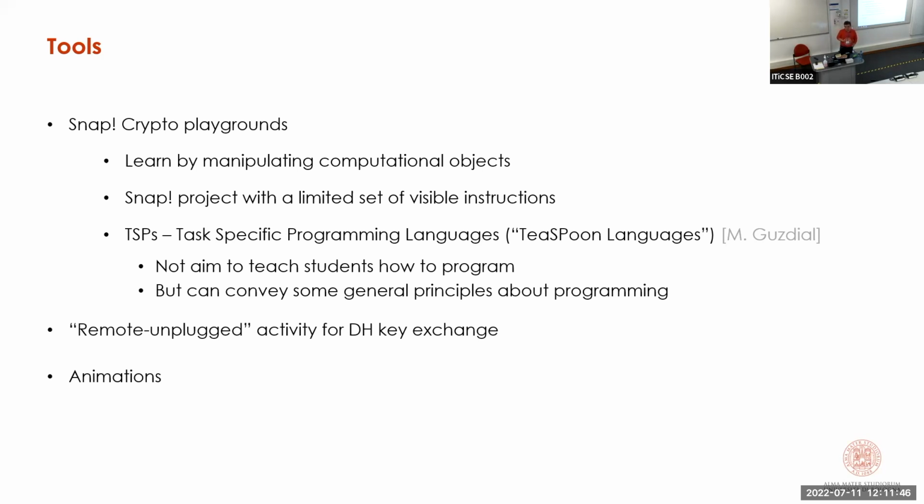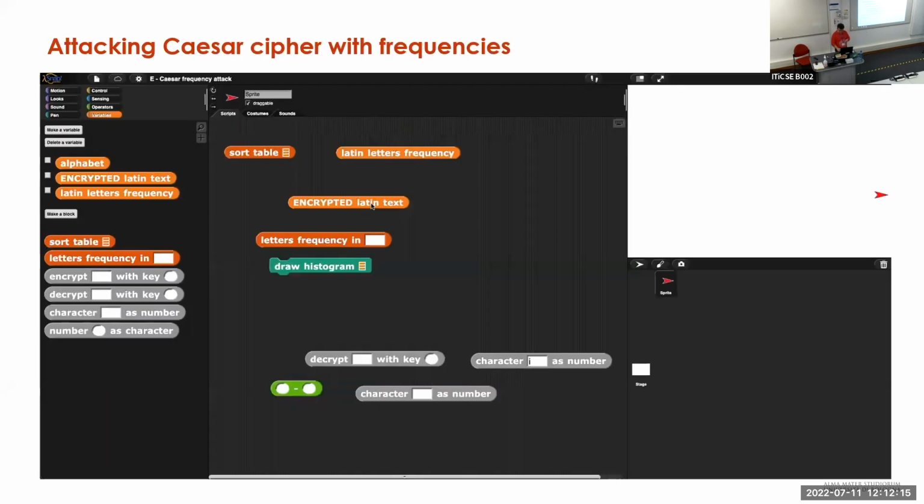Of course, we could choose general purpose programming languages, even educational ones, like Logo, Scratch, Snap. But that would require a lot of mastering programming before actually manipulating the computational objects related to cryptography. So we chose this. Then we designed a remote unplugged activity about the Diffie-Hellman key exchange that I will show. And finally, some animations to teach the most abstract classes.